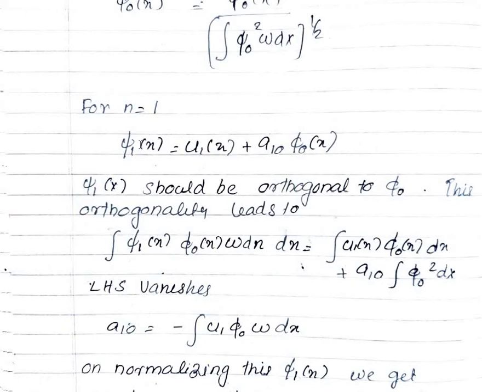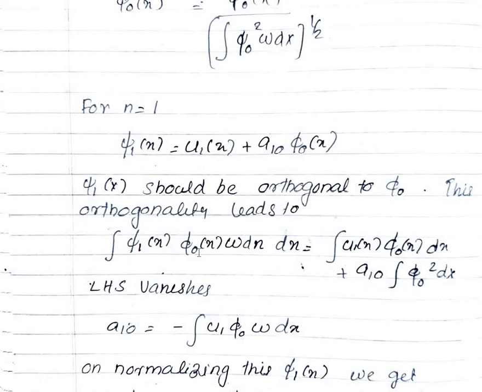So using the orthogonality condition, we apply the integral of psi 1 of x into phi 0 of x into w dx. We have to integrate this function. First we have to multiply this function with phi 0 of x, and integrate between the limits. So this can be written as the integral of u 1 of x phi 0 of x w dx plus a 1 0 integral phi 0 into phi 0, phi 0 square w dx.